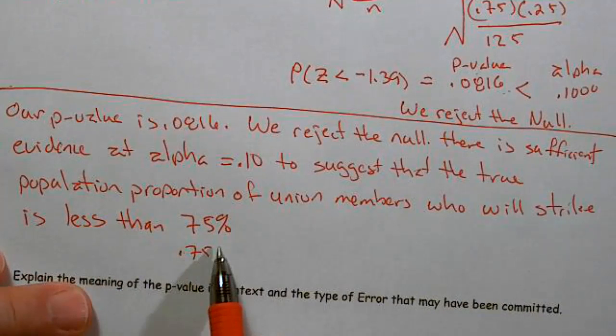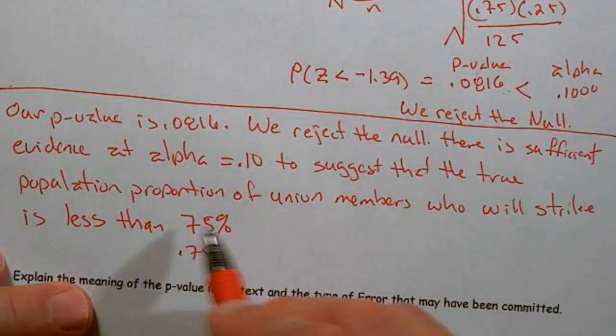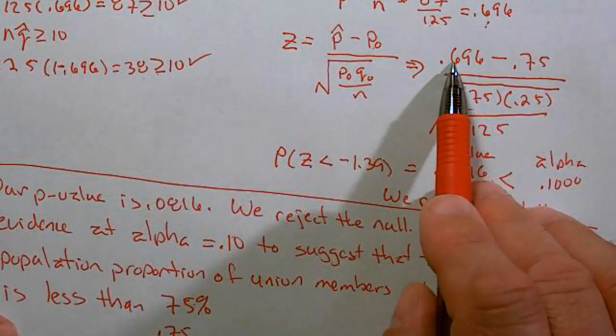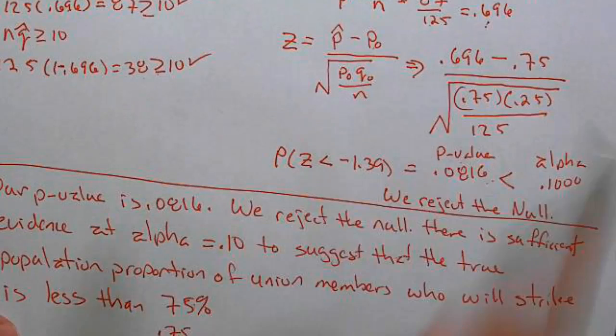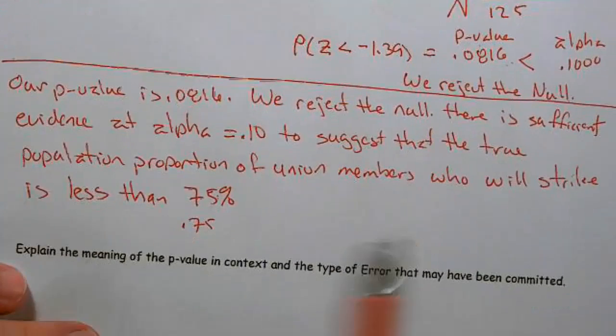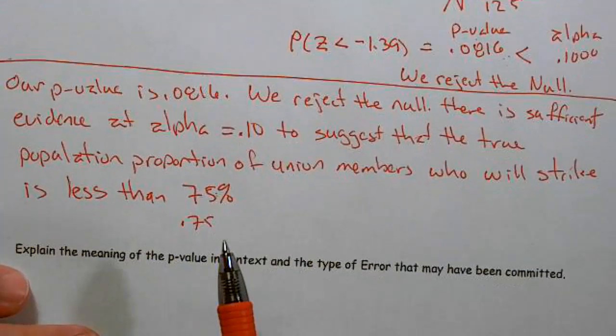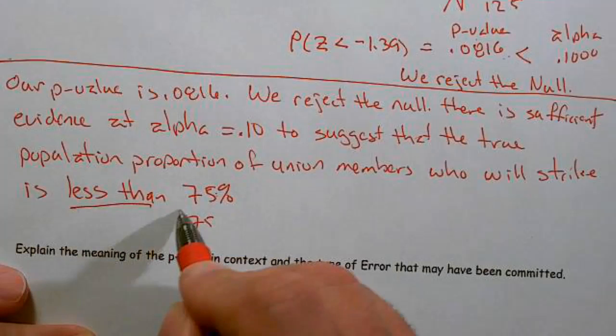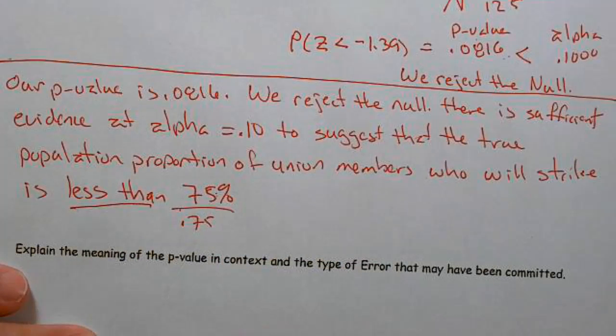So in other words, based on this, we don't believe the 75% is a true value. We believe it's going to be less than that. We got a sample proportion of 69.6%, so it's under 70%. But if someone asks you, do you believe them? You're going to say, no, we believe it's less than 75%. That's all we're going to say. We're not going to say what it is. We're just going to say, no, it's less than 75%.